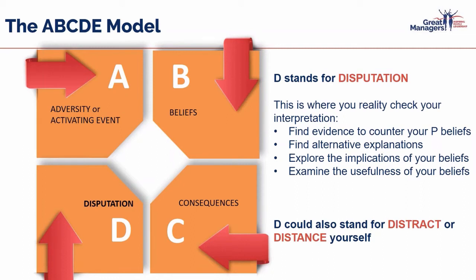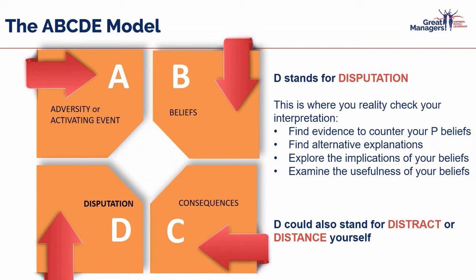And then you can look for alternative explanations, because almost nothing that happens to you in life has just one cause. Most events have a range of possible causes. So rather than latching on to a permanent or pervasive explanation, try to find alternatives that might be less destructive for you or for your relationships or for the situation.